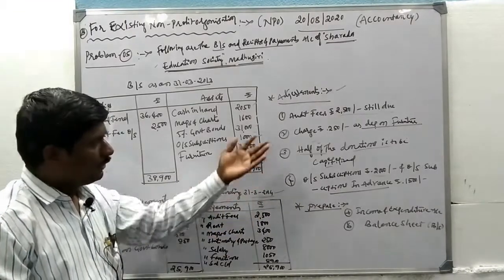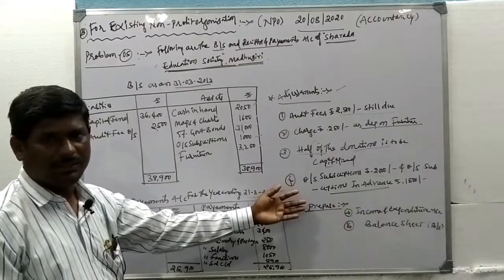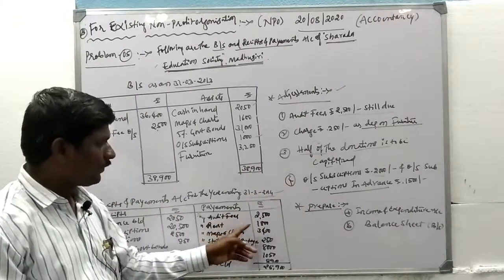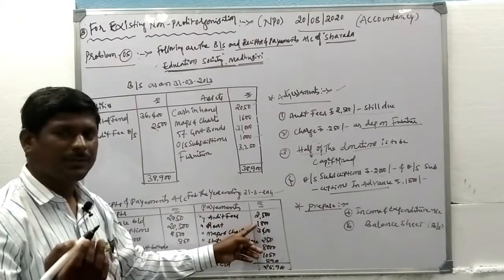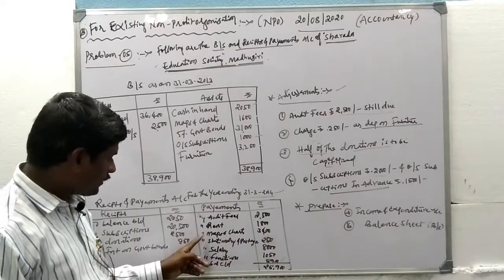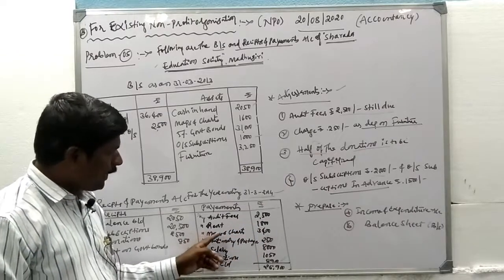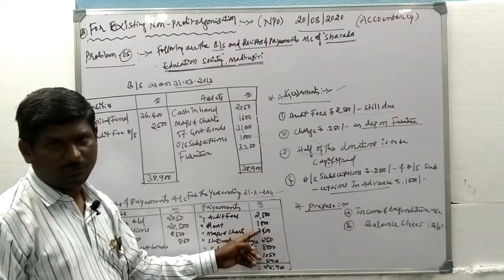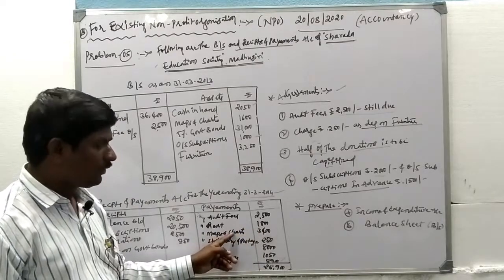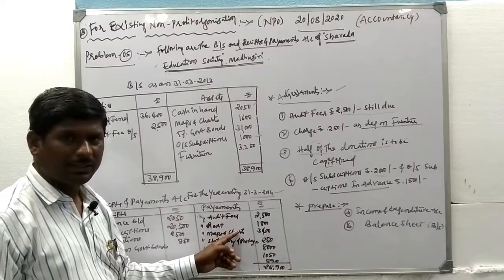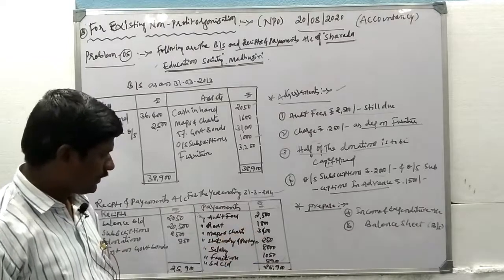There is no outstanding rent given, directly take 1800 for expenditure side. Next by maps and chart rupees 3400. So that is also transferred to the balance sheet directly for asset side 3400.